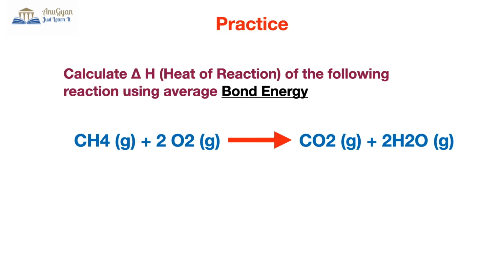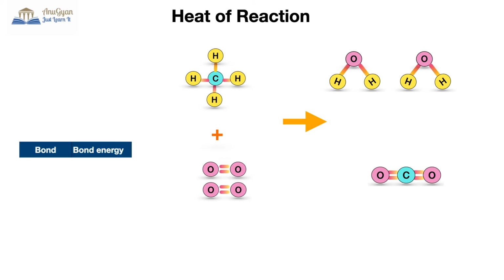Next, we will have to practice some questions so that you can be confident in solving and calculating the heat of reaction of any given reaction. For the first step, we will have to see the number of bonds present in the reactants and then calculate the bond energy of the reactants. After that, we will calculate the bond energy of the products.